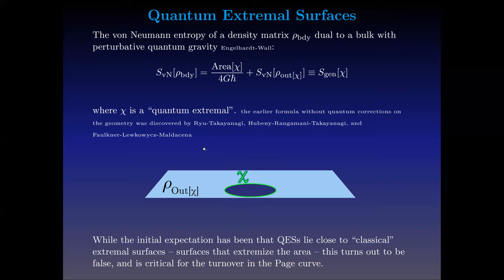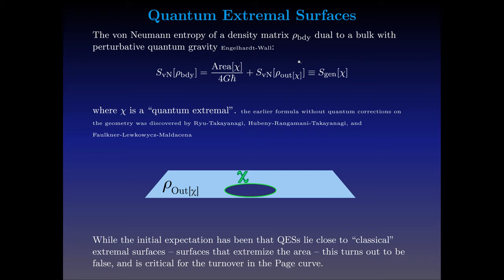Given the title of this talk, you might suspect these are pretty critical. So the von Neumann entropy of a density matrix, say rho boundary, which has a bulk dual with non-perturbative quantum gravity in it, is given by this formula here. So we have the area of some surface chi over 4G hbar plus the von Neumann entropy of quantum fields outside of chi. So here's the surface chi, and the von Neumann entropy of quantum fields outside of chi. This is a quantity we call the generalized entropy of the surface chi.